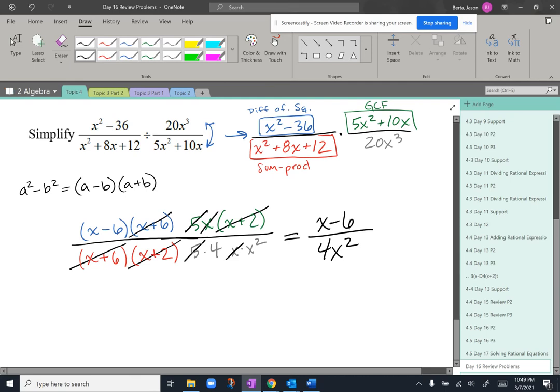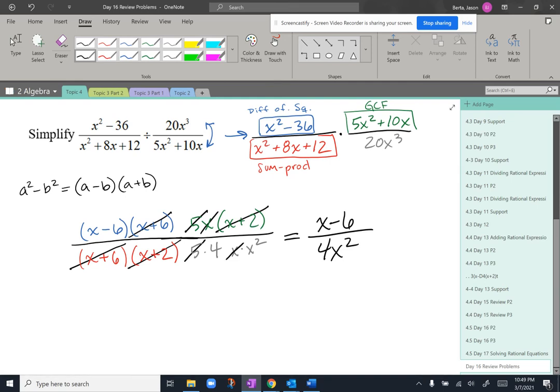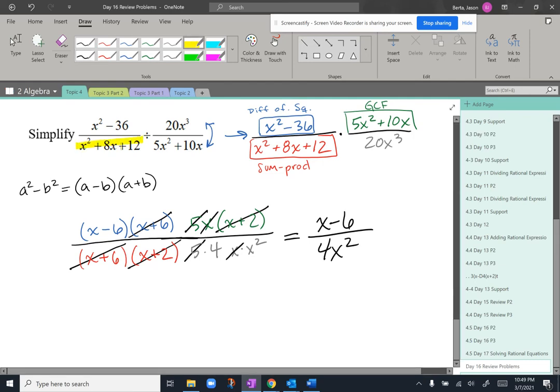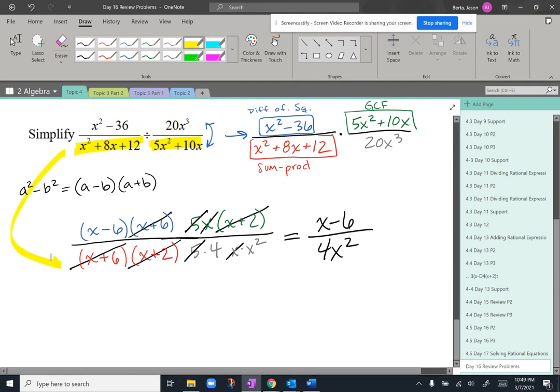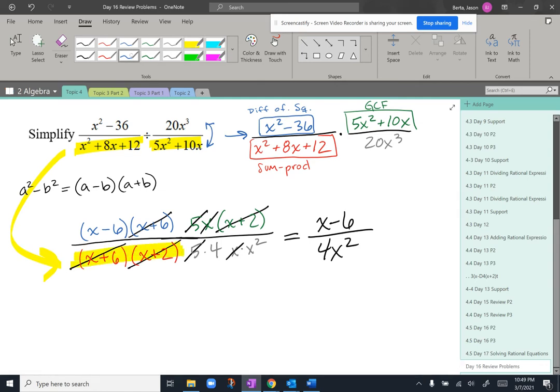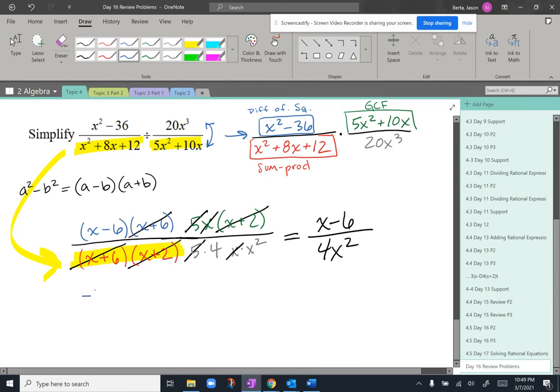One last thing to think about: what are the restrictions on the domain in this kind of problem? Well, we're going to first look at the two denominators in the original problem. We want to find what x values would make those denominators 0. In this first one, we factored as x plus 6 and x plus 2. So an x value of negative 6 would make that denominator factor 0, and an x value of negative 2 would do the same here.